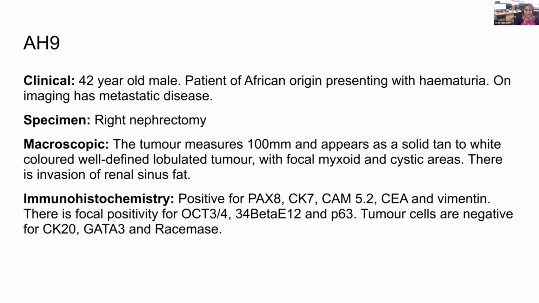Oh, that's the most interesting case probably. 42-year-old man, African origin, presenting with hematuria. And on imaging, he also has metastatic disease. So we know it's quite aggressive and gone out. Right nephrectomy, measuring 100 mm, invasion of renal sinus fat. So all these things are quite aggressive.